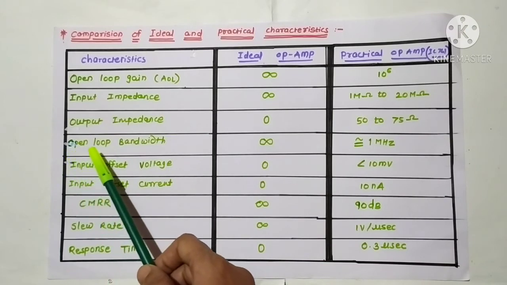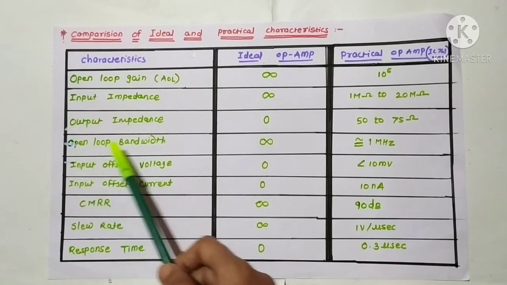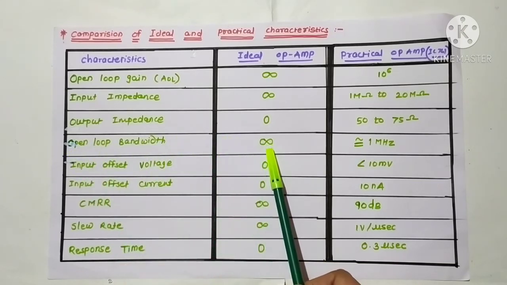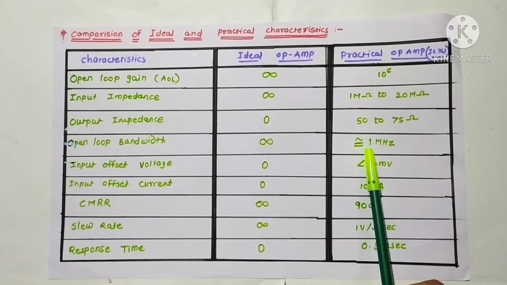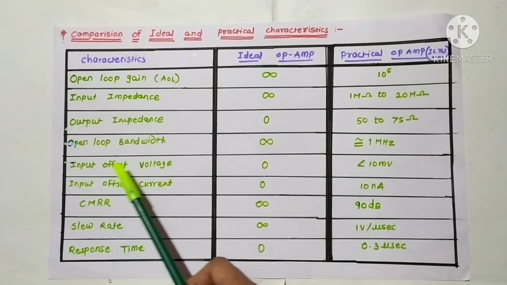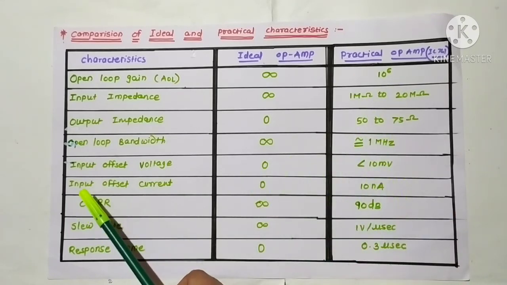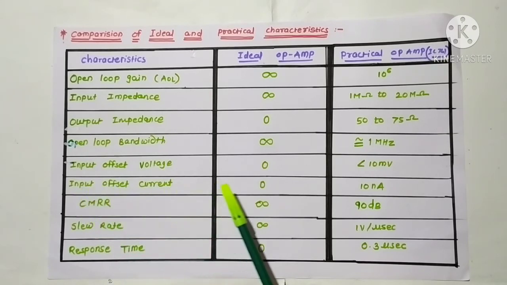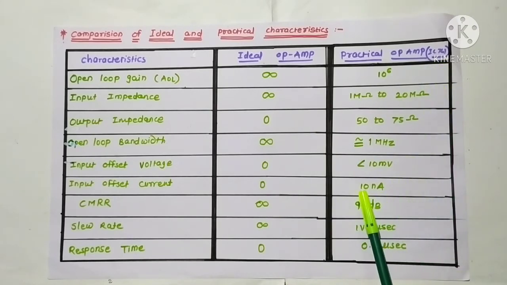Next, open loop bandwidth, also one of the most important characteristics. This is infinite for ideal op-amp, while a practical op-amp has nearly 1 megahertz of open loop bandwidth. Then input offset voltage for ideal op-amp is 0, for practical it is less than 10 millivolt. Input offset current for ideal op-amp is 0, for practical op-amp IC741 it is 10 nano ampere, very less.